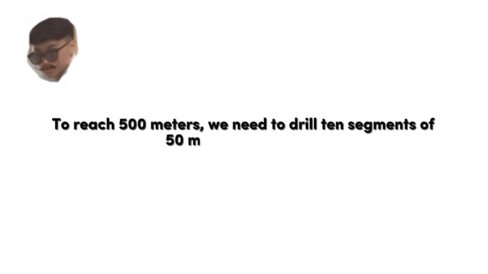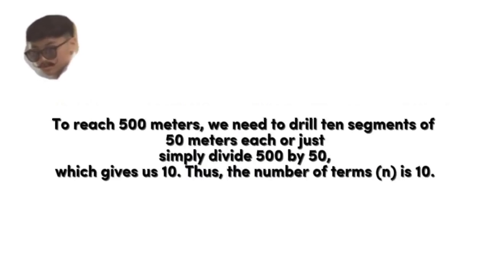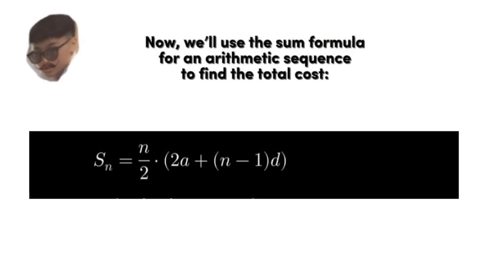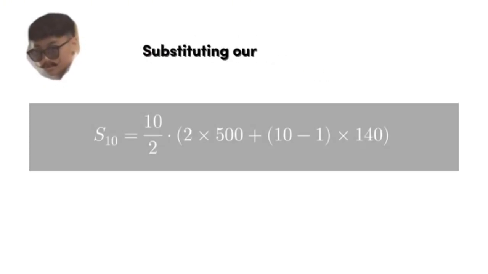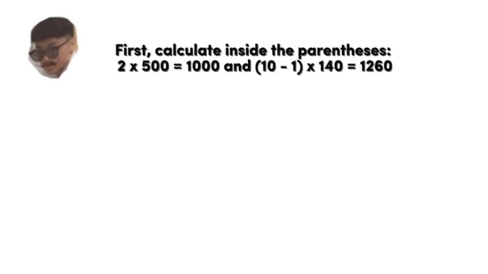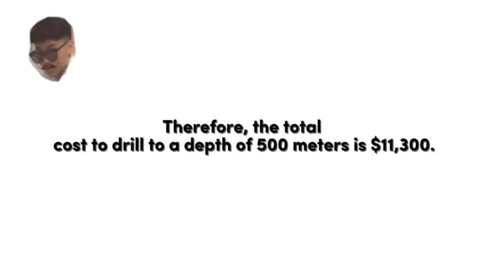To reach 500 meters, we need to drill 10 segments of 50 meters each, or just simply divide 500 by 50, which gives us 10. Thus, the number of terms n is 10. Now we'll use the sum formula for an arithmetic sequence to find the total cost. Substituting our values, we get: first, calculate inside the parentheses. 2 times 500 equals 1000, and 10 minus 1 times 140 equals 1260. Therefore, the total cost to drill to a depth of 500 meters is $11,300.